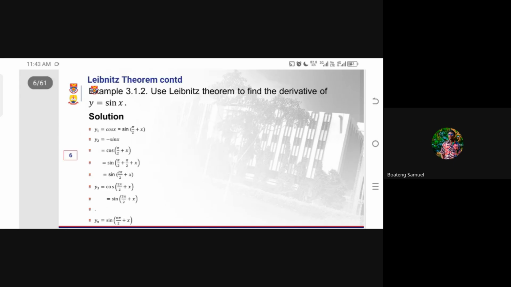We have another example here. Use the Leibniz theorem to find the derivative of y is equal to sine x. So we know sine x is an example of a circular function. Yes, so the solution. Remember that when you differentiate sine x, we are going to get cos x. So the first derivative, we have cos x.